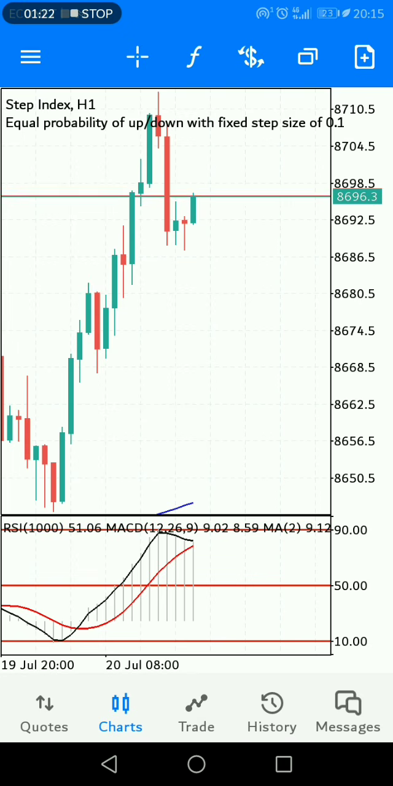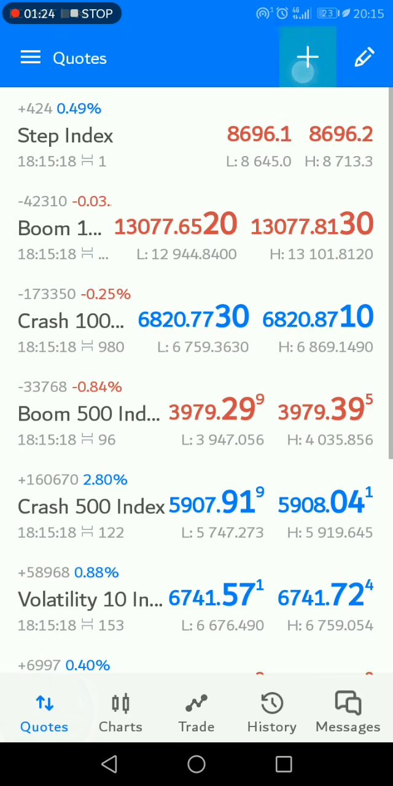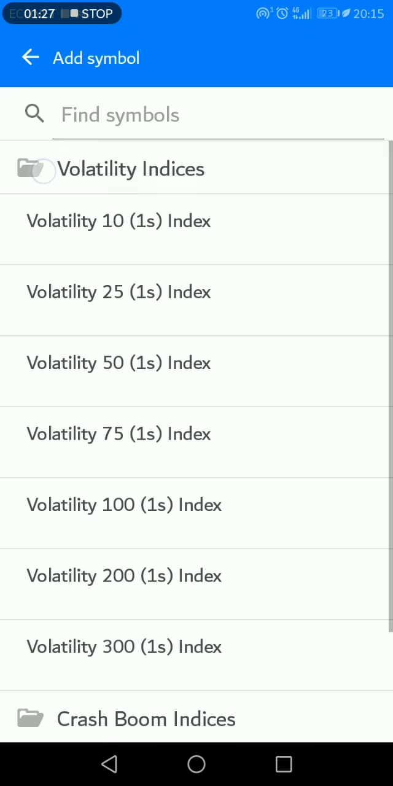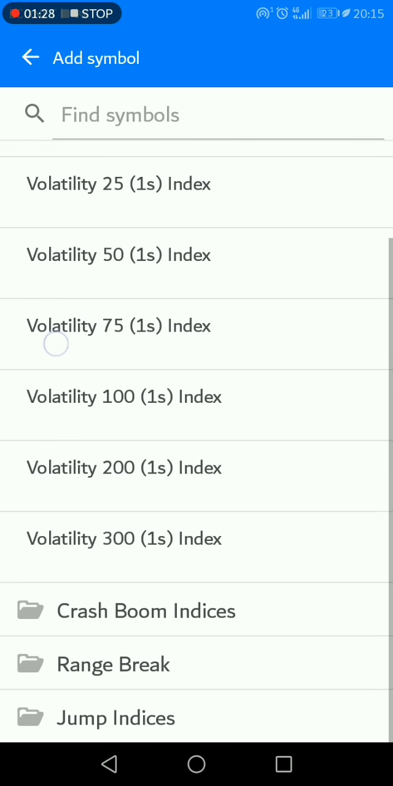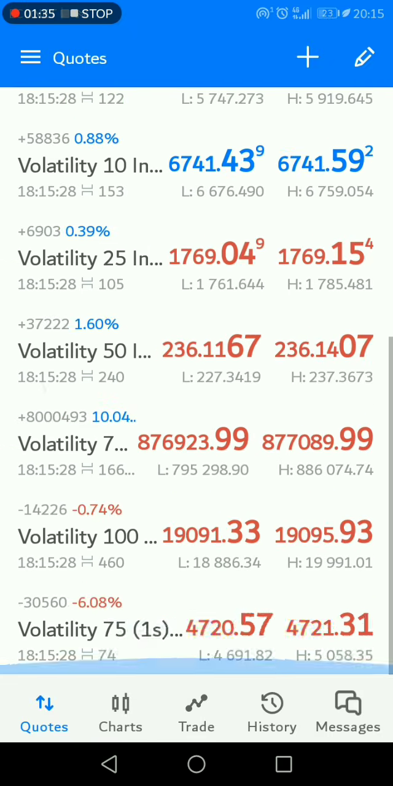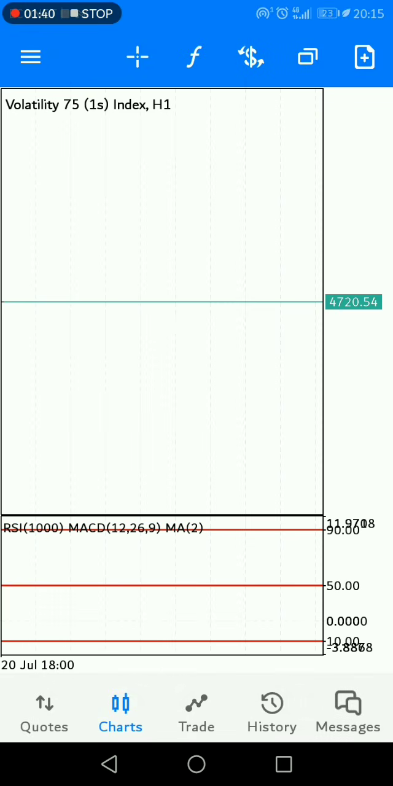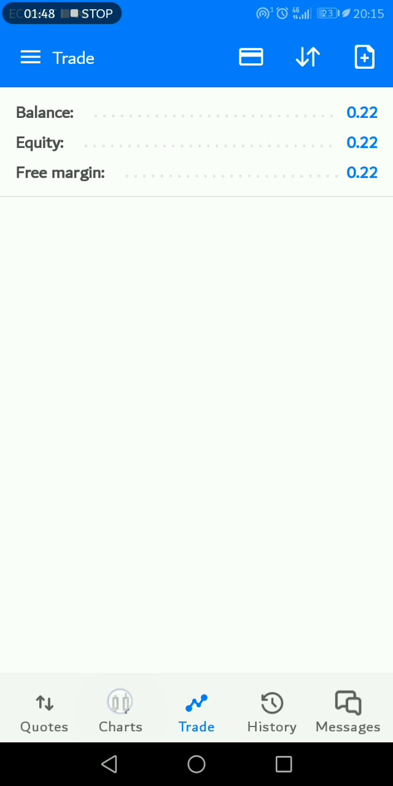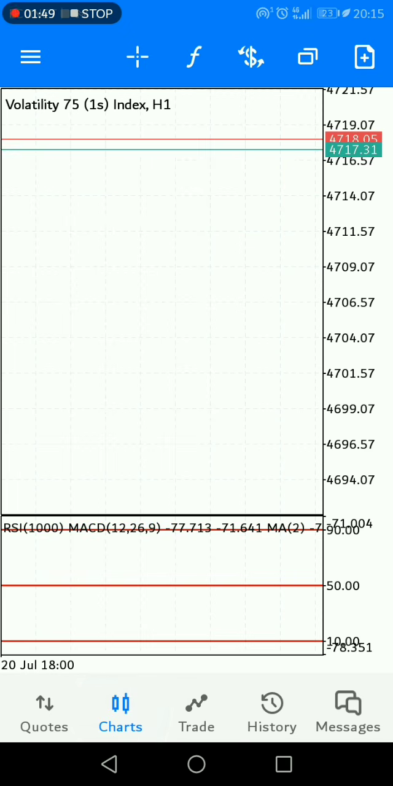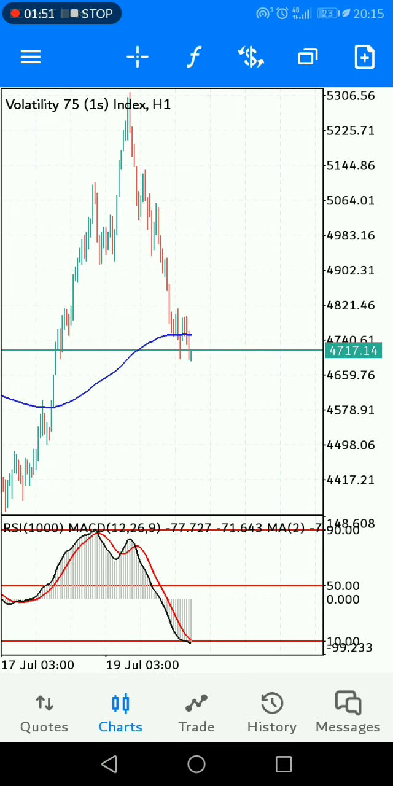So you go to your quotes page, and then you click your plus sign, and you go to volatility indices, and you go to Volatility 75 1S Index. When you add that and open it, you are going to see that it's almost the same as Volatility 75, but with this one you are going to trade with a very small amount of money. I only have 22 cents in this account. I want to just show you that you can trade with this amount of money.